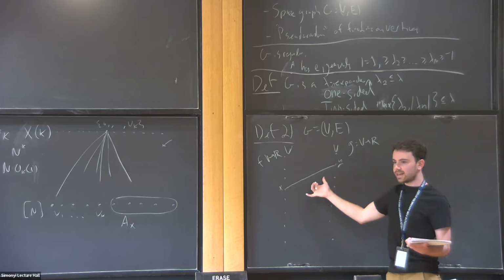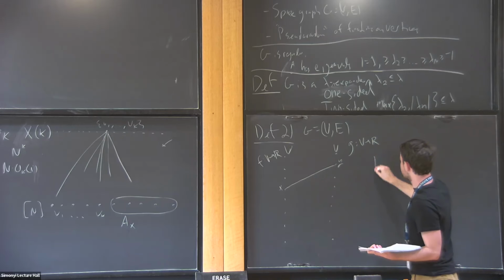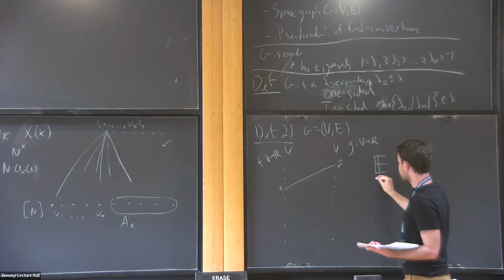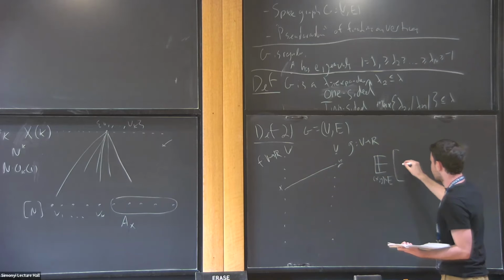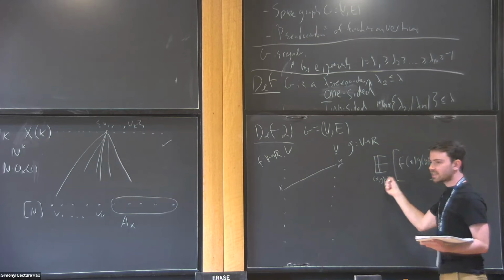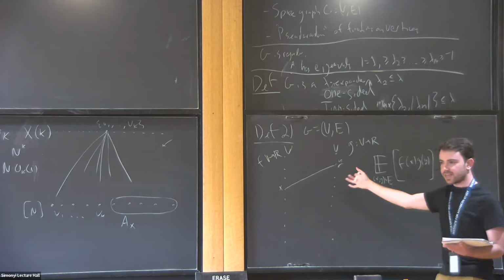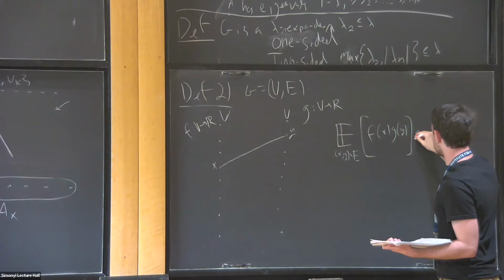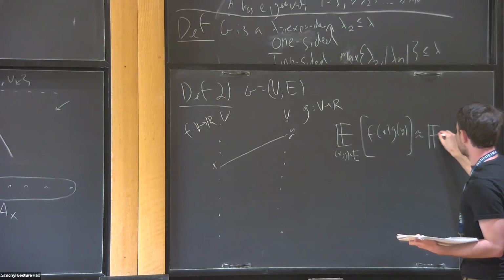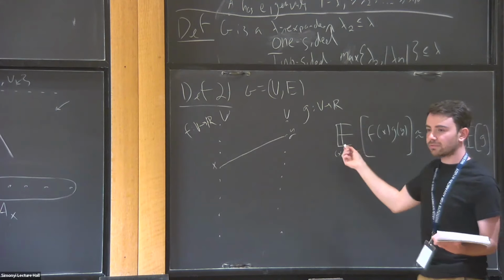If I take the correlated expectation of f times g across an edge in this graph, so the expectation across these pairs x, y that are in E of f of x times g of y, this should act like I had sampled these independently. We can sort of decorrelate these edges. So this should be approximately the expectation of f times the expectation of g, up to an error term that scales in lambda.